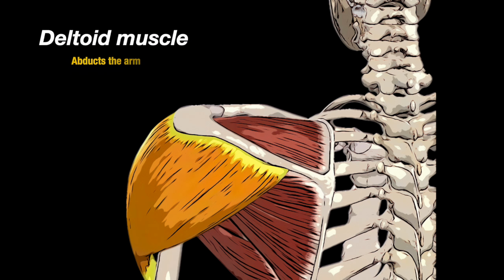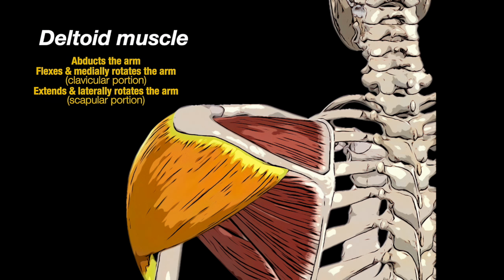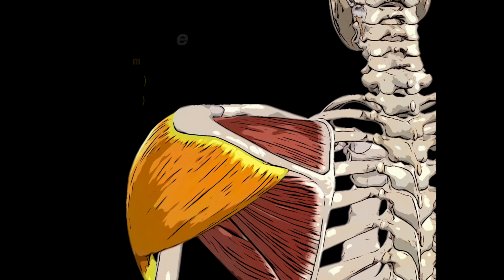The deltoid muscle is involved in multiple actions. It abducts the arm at the glenohumeral joint when all three parts contract together. It flexes and medially rotates the arm at the glenohumeral joint when the clavicular part contracts individually. And it extends and laterally rotates the arm at the glenohumeral joint when the scapular spine part contracts individually. The deltoid muscle can be tested by holding the arm in an abducted at 90 degrees position and then resisting an examiner's attempt to adduct the arm back towards the anatomical position. In other words, resisted abduction.